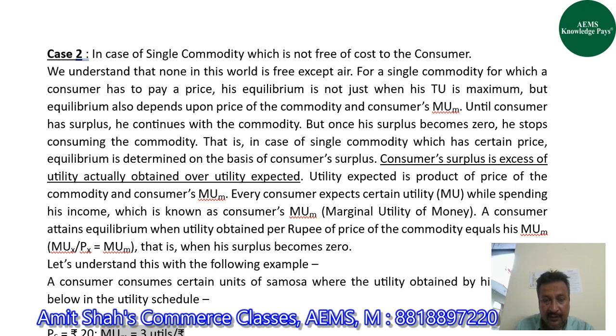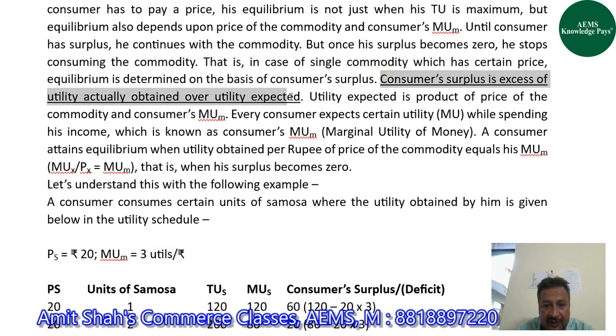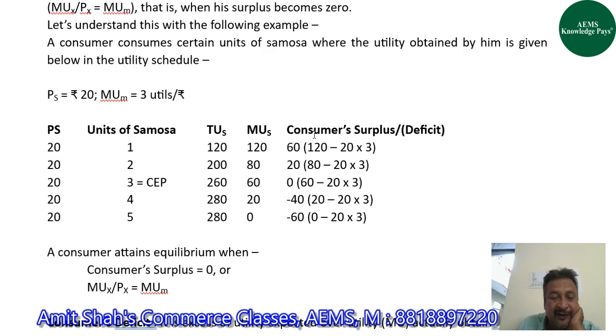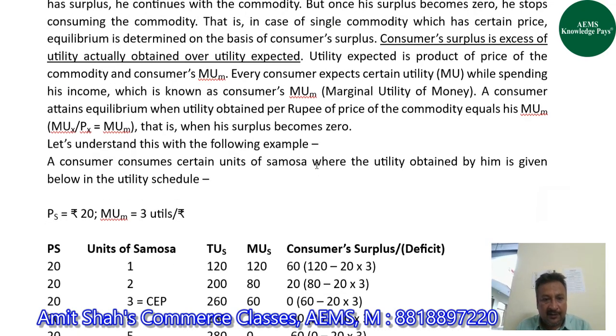I hope now you all have understood what is consumer surplus and what is consumer's deficit. Surplus is the excess of utility actually obtained over utility expected, and deficit is excess of utility expected over utility actually obtained. Right? Now, guys, going ahead.